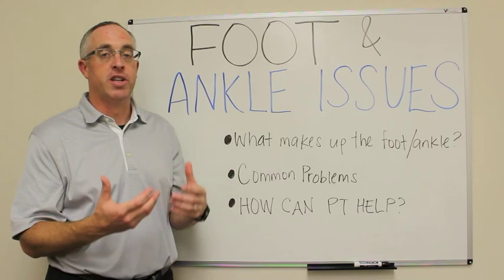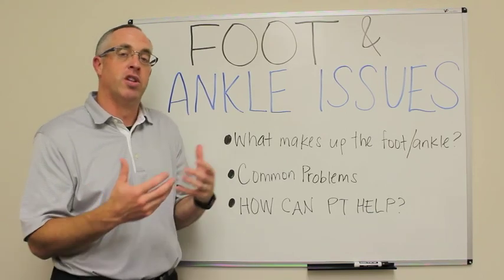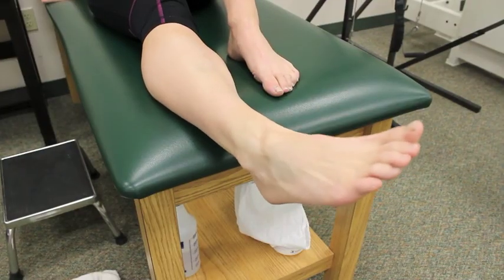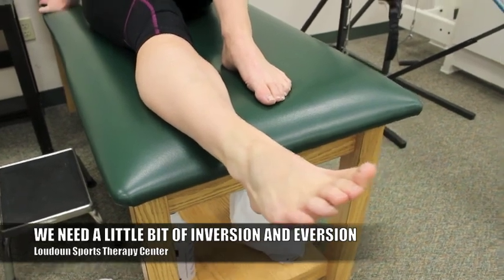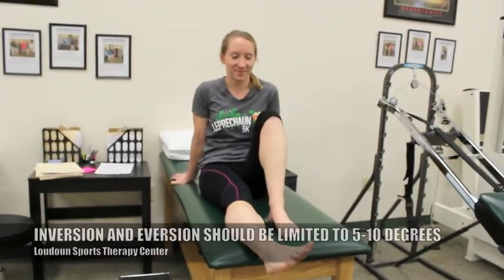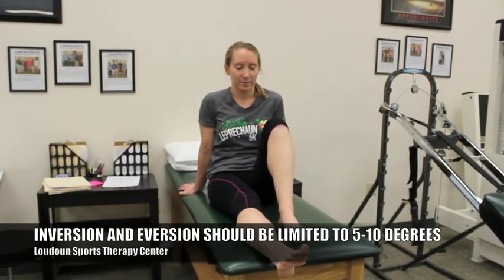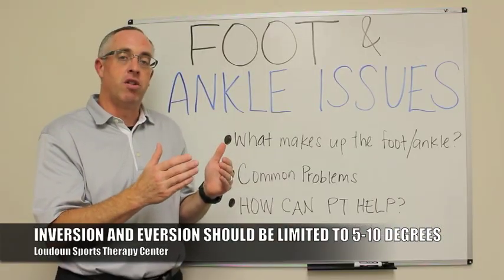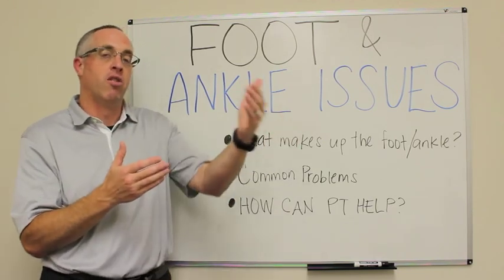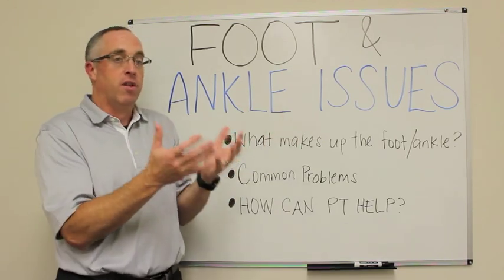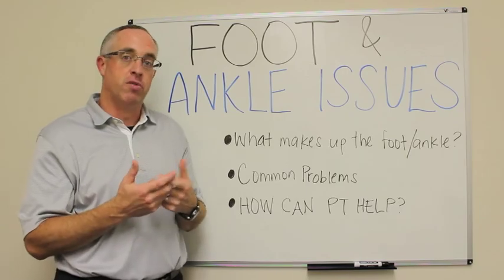But the problem comes in when we have this side-to-side motion. It's what's called inversion and eversion. A little bit of inversion and eversion is needed in order for good up and down motion to occur. But inversion and eversion should be limited to about 5 to 10 degrees. The problem comes into play where we end up with 15 or 20 or 30 degrees worth of actual available inversion and eversion mobility in our ankle.